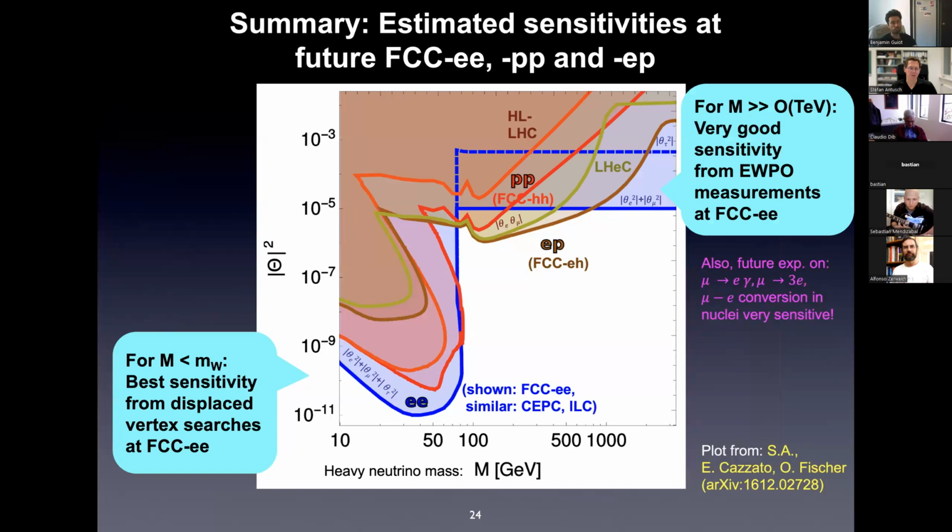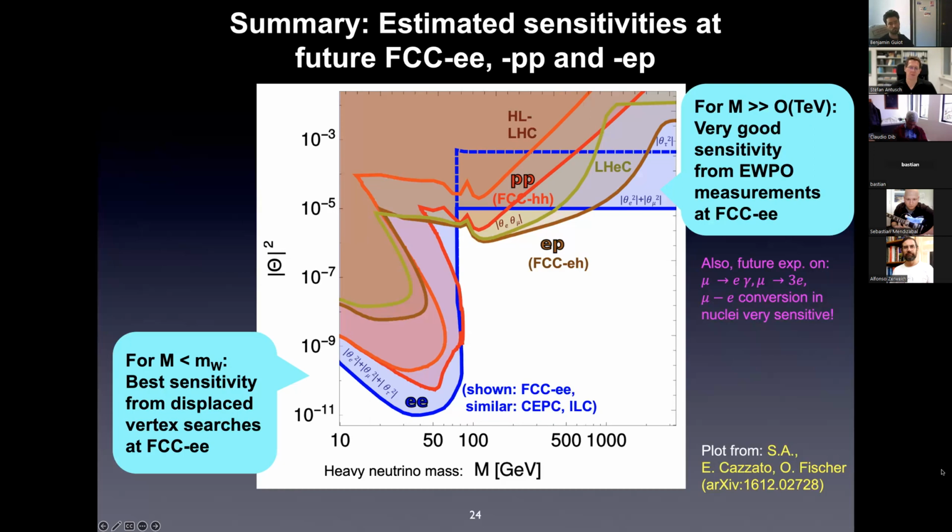can be reached by an e+ e- collider for masses lower than the W mass via displaced vertex searches. So the main benefit here is that you can produce the right-handed neutrinos, so the HNLs, at the Z-pole, by the Z decaying into them and a light neutrino, and you can produce up to 10 to the 13 Z bosons at an FCC-ee, and this gives you an enormous statistics in searching for the produced heavy neutral leptons. So you can go down almost to 10 to the minus 11 in theta squared.